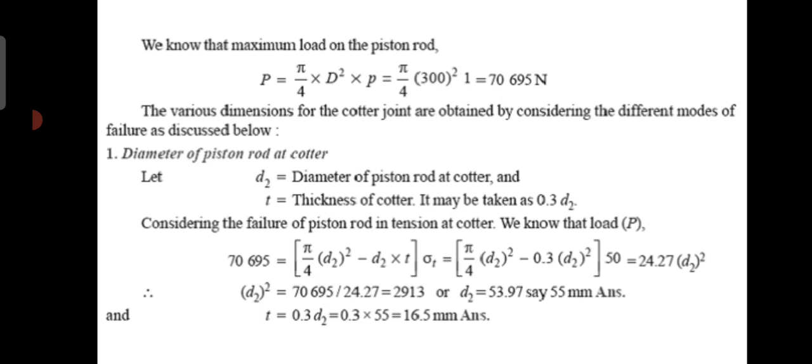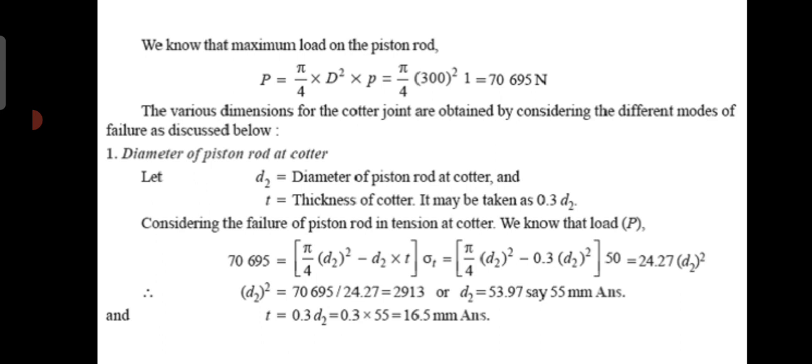The various dimensions of the cotter joint are obtained by considering the different modes of failure as discussed below. First one is the diameter of piston rod at cotter. Let D2 equal to the diameter of piston rod at cotter. t equal to the thickness of cotter, which we know may be taken as 0.3 D2. Considering the failure of piston rod in tension at cotter, we know that P equal to pi by 4 D2 square minus D2 into t.